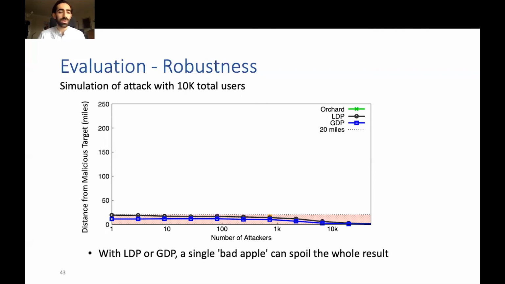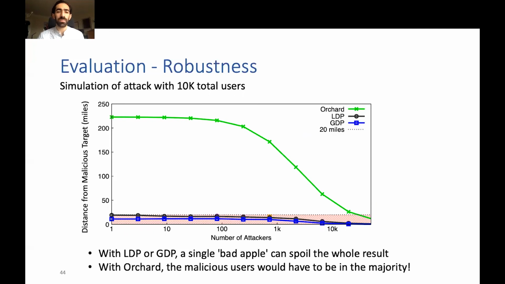So a single attacker can spoil this whole result. LDP does a little bit better because they're adding a little bit more noise, so it makes it harder for the attacker to figure out exactly where to place themselves, but it still decays pretty quickly. And now with Orchard, the attacker is much, much less successful, and in fact, they would have to be in a significant majority to actually get to this success rate. So there need to be more total attackers than honest present users.